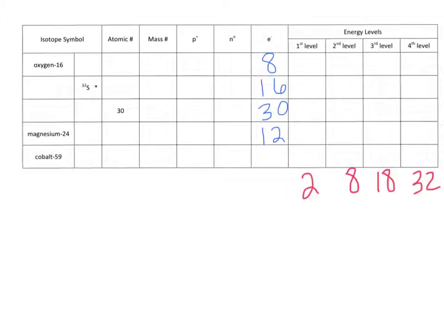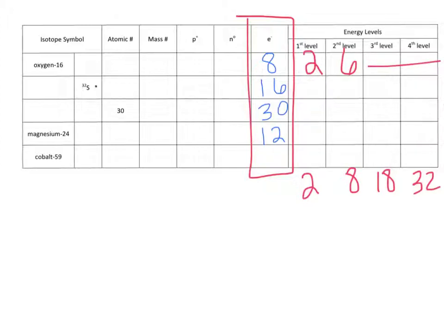So to complete the last 4 columns, we're going to use the total number of electrons, and we're going to place electrons at each of the levels until we run out. And the rule is you have to start on the first energy level closest to the nucleus. So of the 8 electrons in oxygen, the first 2 are going to go on the first level, and that leaves us 6 more to go on the second level. So the outer edge of the oxygen atom is 2 levels away from the nucleus. There is no third and fourth level for oxygen.